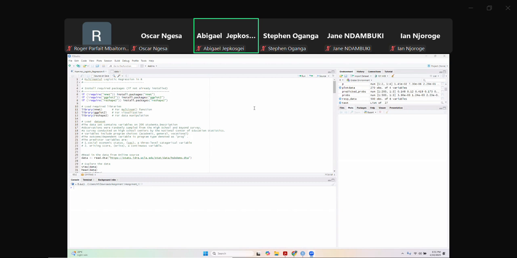Yeah, so I'm going to present a multinomial logistic regression in R. Basically, I'm going to present a data set whereby we use the multinomial logistic regression to model using this data.